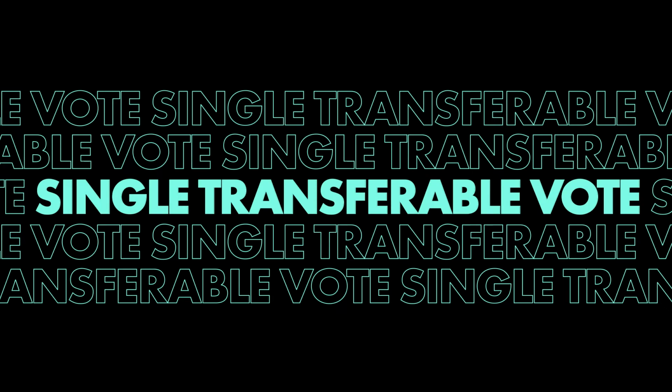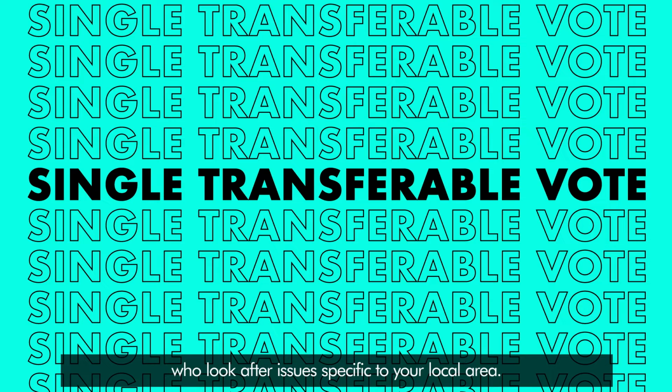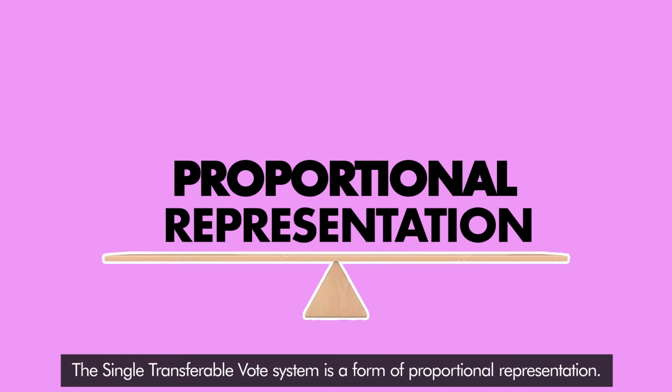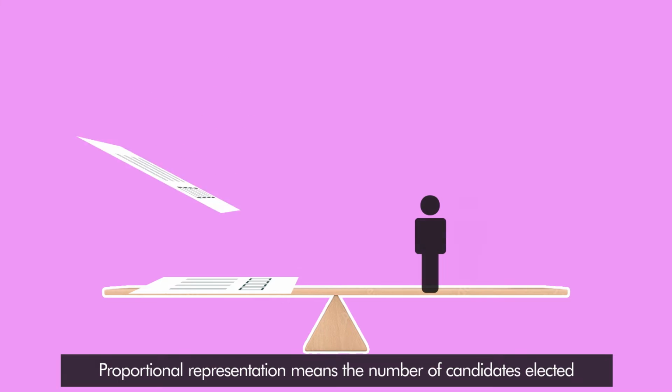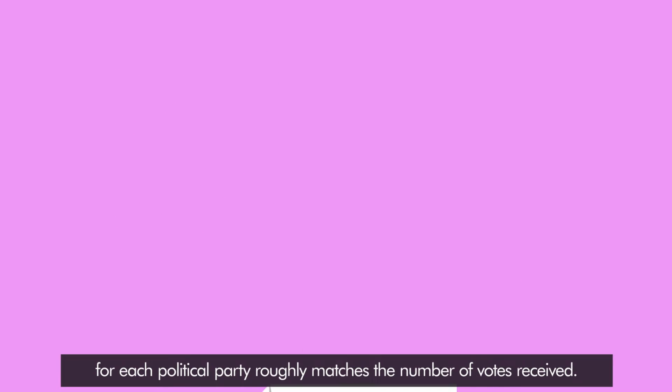Single transferable vote. We use a voting system called single transferable vote to elect members of the Northern Ireland Assembly, as well as local councillors who look after issues specific to your local area. The single transferable vote system is a form of proportional representation. Proportional representation means the number of candidates elected for each political party roughly matches the number of votes received.